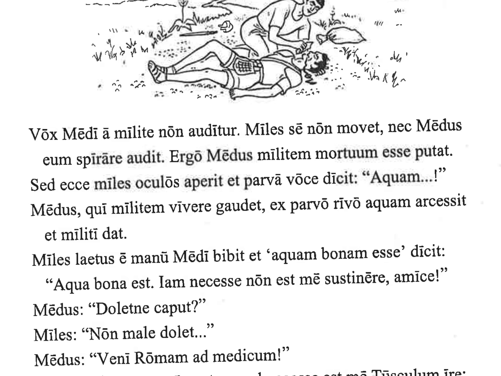Ex parvo rivo aquam arcessit, et militi dat. He fetches or gets, arcessit, water from a small stream, ex parvo rivo, and he gives it to the soldier. Now notice that militi is dative. You give, show, or tell something to somebody in the dative case. Remember that the name of the dative case comes from this verb do, which means gives, because it's typically used again with give, show, tell verbs. It's the giving to case. All right, so he gives it militi, dative, to the soldier.